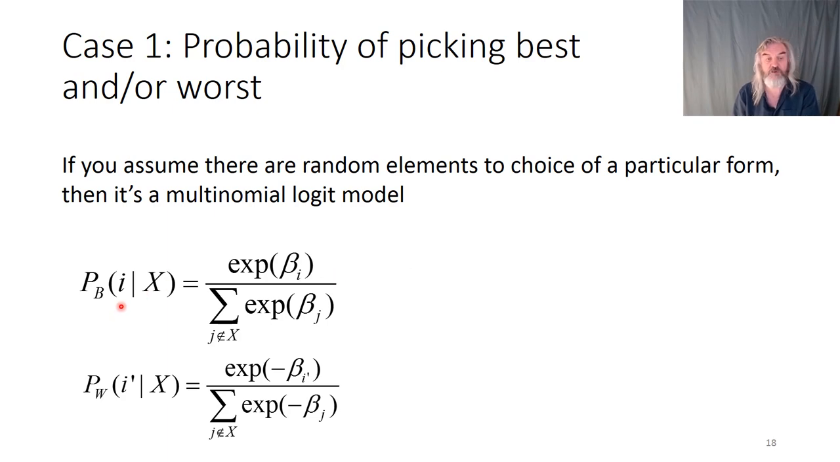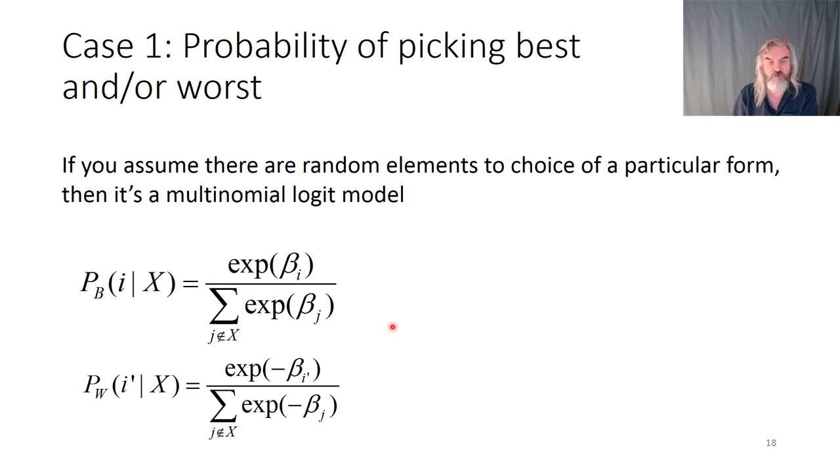So the probability that they choose item i out of the set is given by the exponential of beta_i, where beta_i is our weight, our utility for that item i, divided by the sum of the exponentials over all of the items in the set. This functional form has nice properties. Probabilities are bounded between 0 and 1, and the probabilities of choosing an item as best sum up to 1 across the full set.